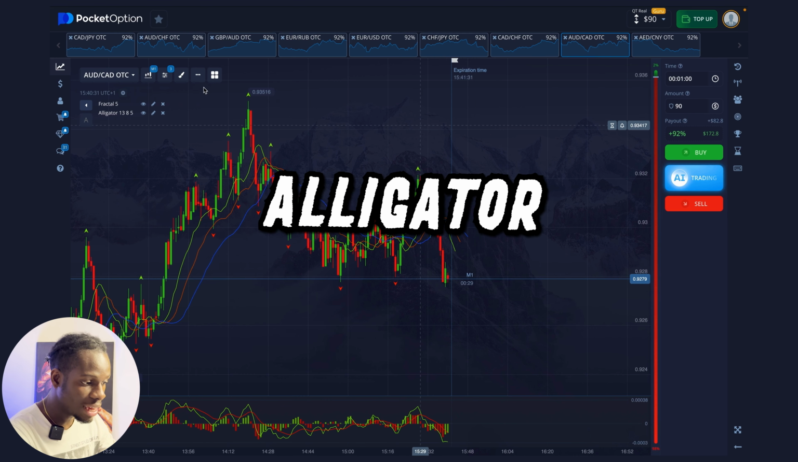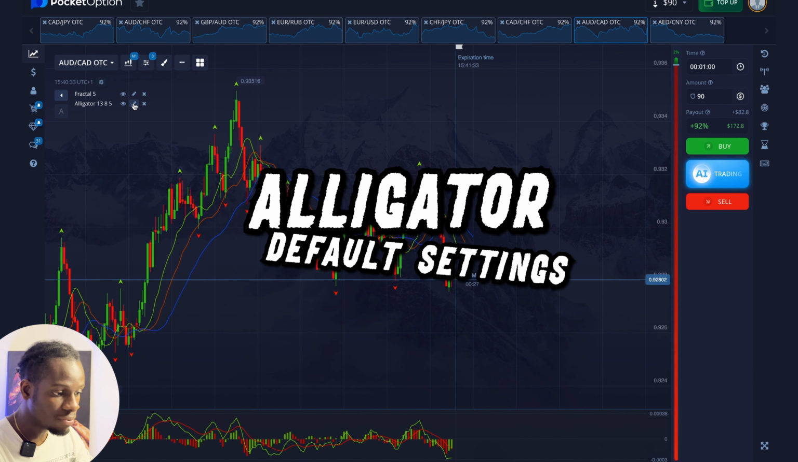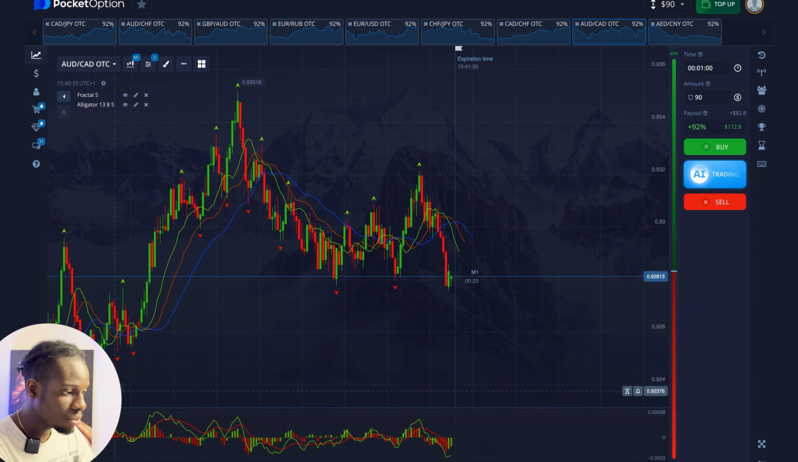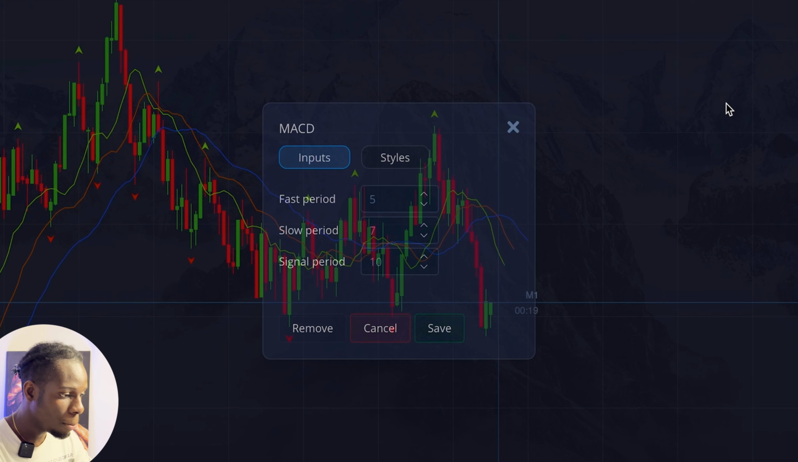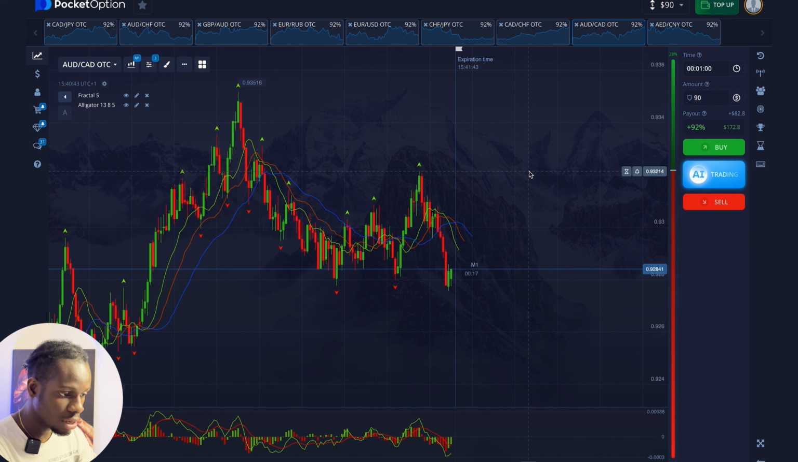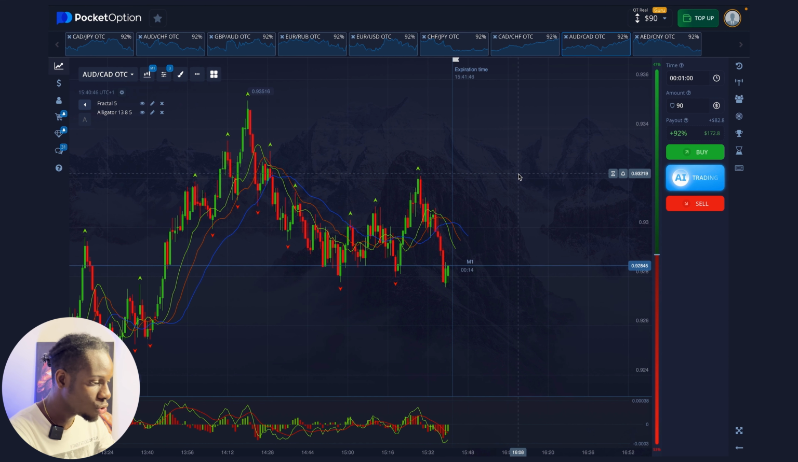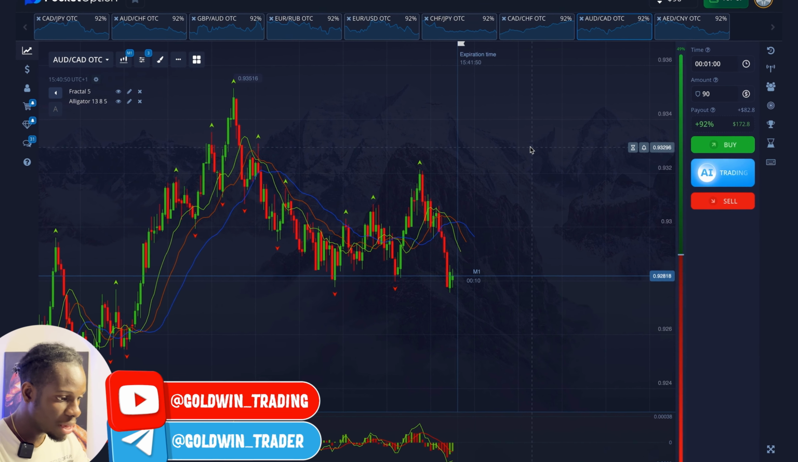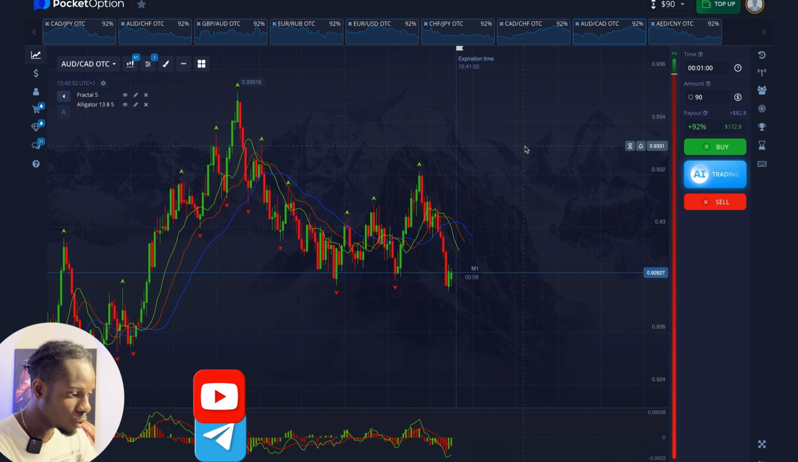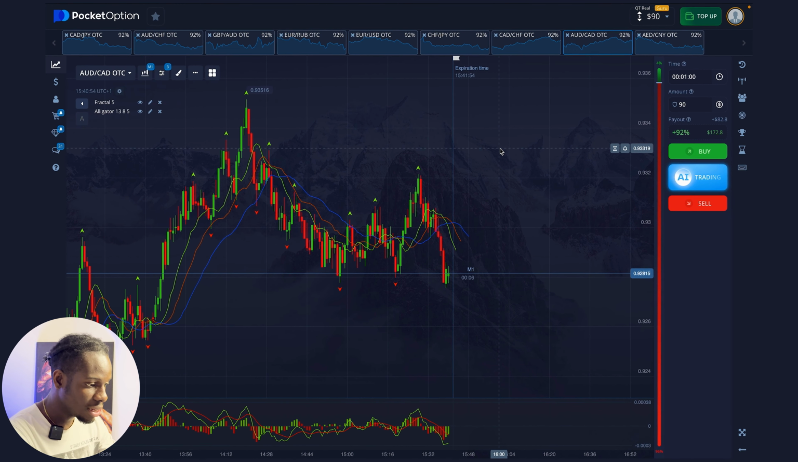Also, we have our alligator, and we're going to leave that in the default settings. Also, the MACD oscillator with the specific period settings as you see over here would help us to take a bias on our trades. I'm going to show you how to use all of them together as we take the trades together.